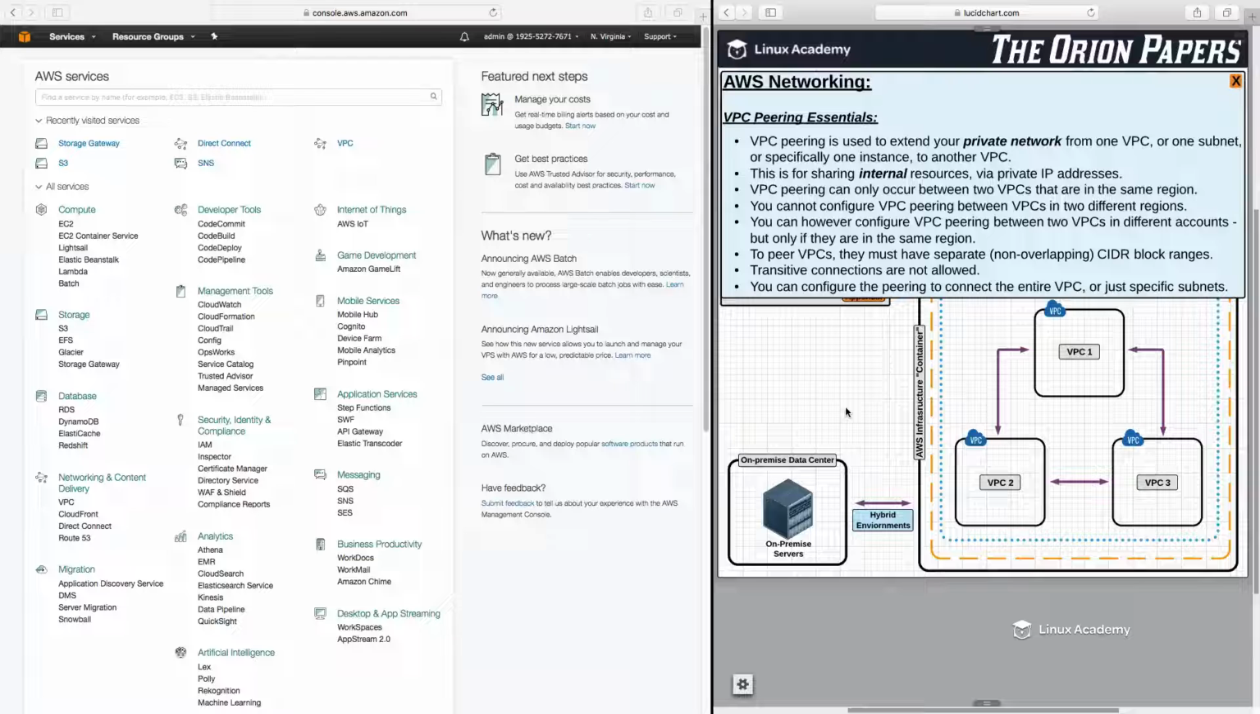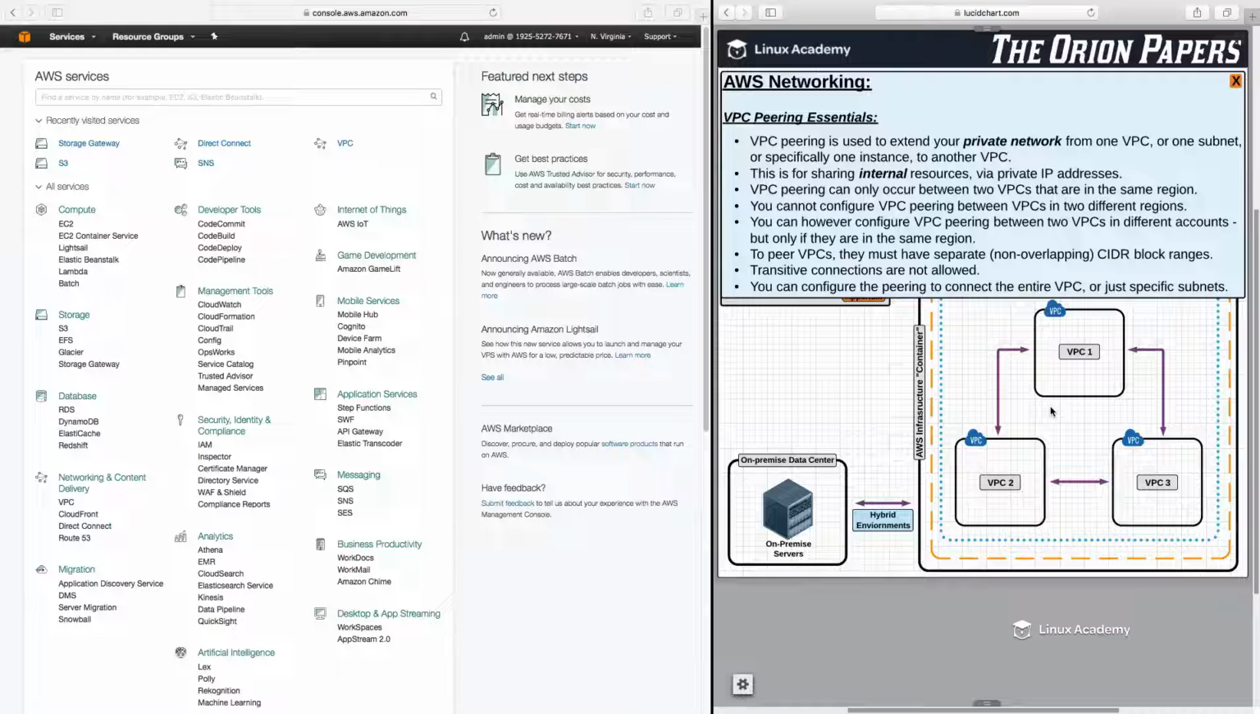This is for sharing internal resources via private IP addresses. So we want an EC2 instance in, let's say, VPC1 to connect via the private IP address with an EC2 instance in VPC2. We do not want to have to send our traffic out through the internet gateway over the open internet and into the other VPC. So again, this is for sharing internal resources via private IP addresses.